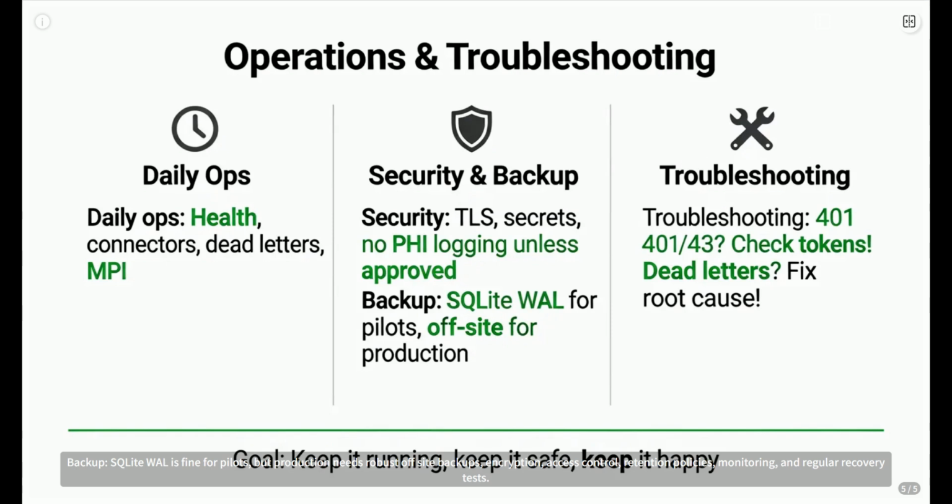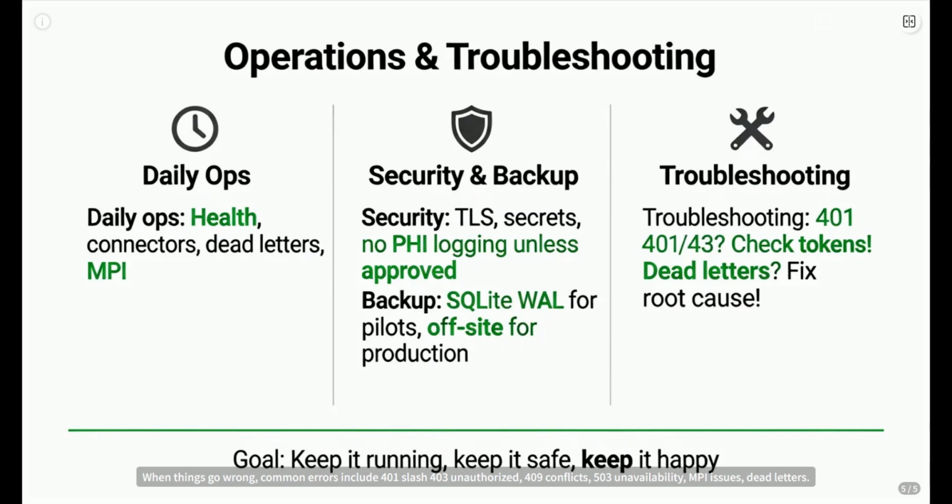regular recovery tests. When things go wrong, common errors include 401/403 unauthorized, 409 conflicts, 503 unavailability, MPI issues, dead letters. Troubleshooting means digging into logs, checking configurations, network, certificates, permissions, and fixing the root cause. The goal is simple: keep it running reliably, keep it secure, and keep everyone happy.